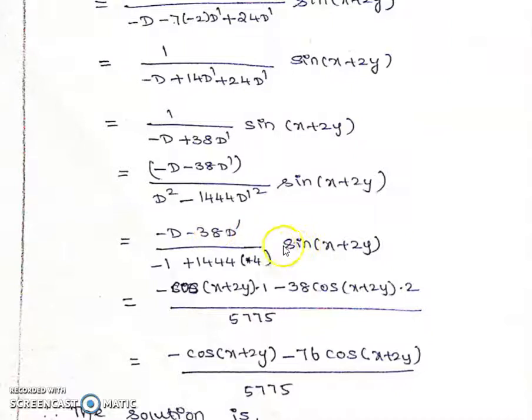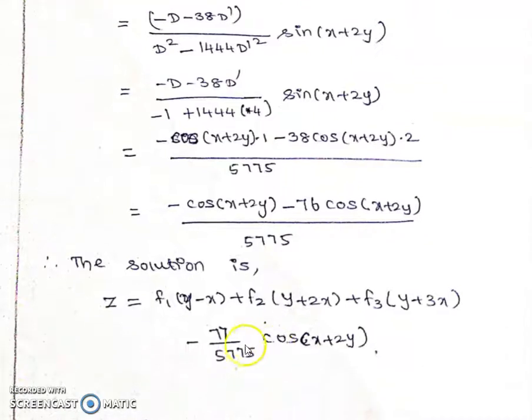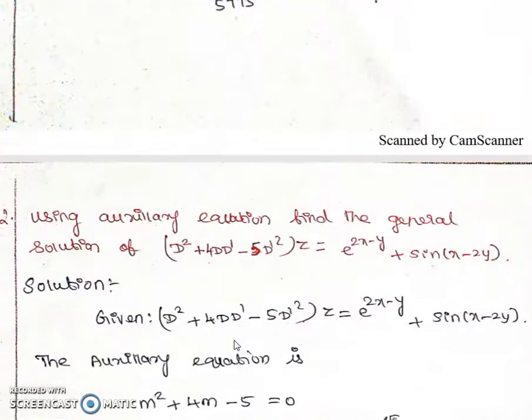So in the numerator, D of sine is the differentiation of sine. The differentiation of sine is cos. Cos of x plus 2y into, with respect to x, we write 1. Next, D dash is nothing but differentiation with respect to y. So cos of x plus 2y into 2. Both we have to add, then we get minus 77 by 5775 into cos of x plus 2y. So finally we write the solution as z is equal to complementary function plus particular integral.